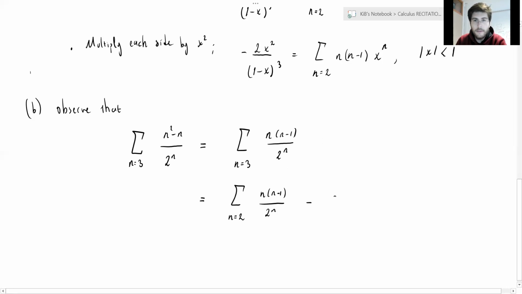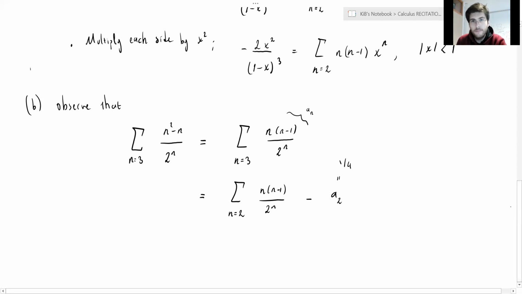And therefore we have minus a2. And a2, if you compute, let me denote this part an. So a2 is 1 over 4, right? Is that correct? No, so it's not a2. Sorry, a2 is 1/2, right? Fine. Let's see what we have.